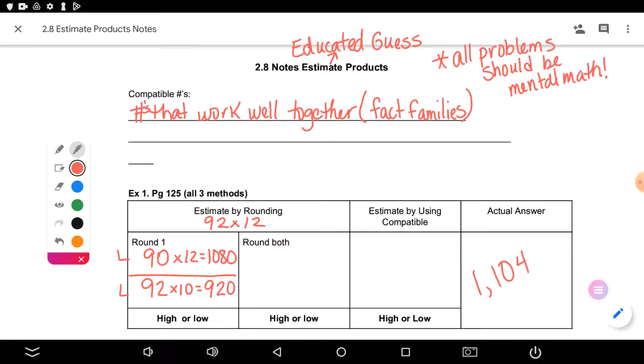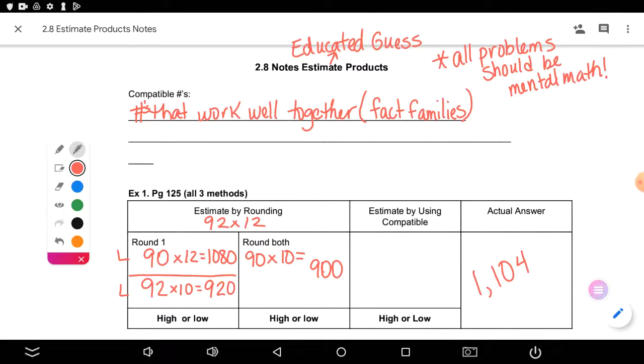Now, sometimes when we change one or the other, we look at the problem and we're like, that's still not a mental math problem for me. And sometimes you have to change both to make them mental math problems. So this is where we would change the 92 to 90 and the 12 to 10. So we're changing both of them to the nearest 10. What is 90 times 10? Grayson? 900.